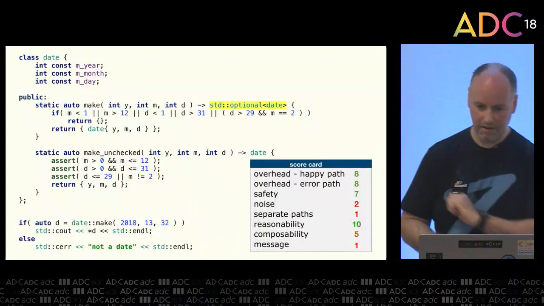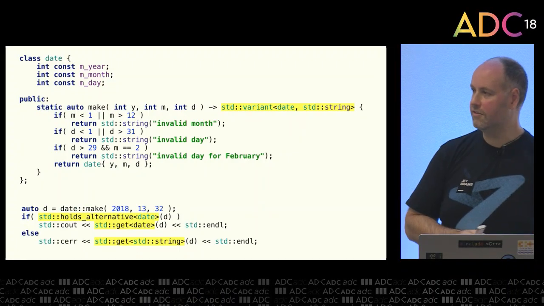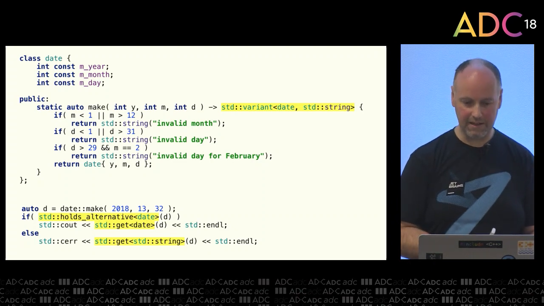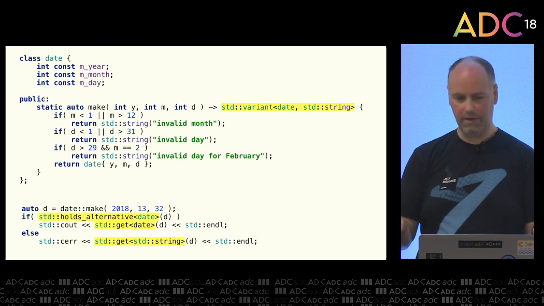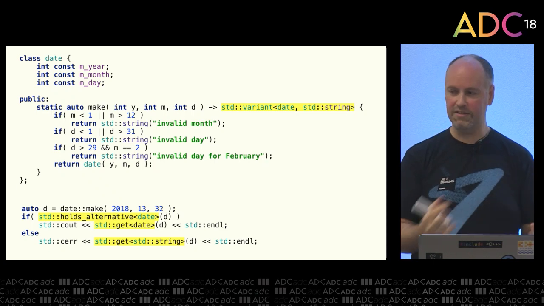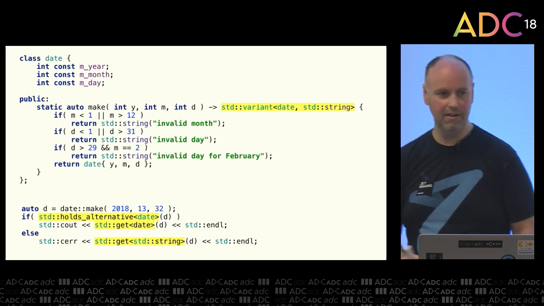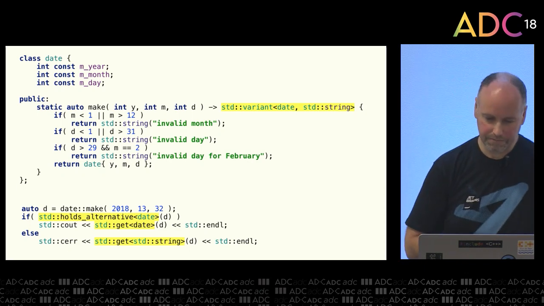So the next sum type that we can use is std::variant. So like optional, this also came in C++17. By the way, if you're not on C++17, both of these types have been freely available in libraries like Boost for years. So if you're not familiar with them, do check them out.